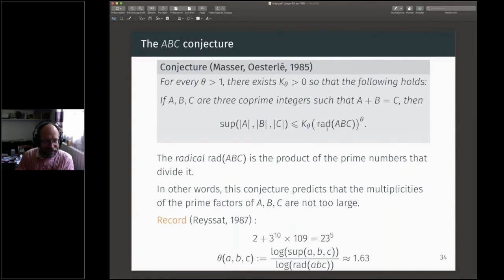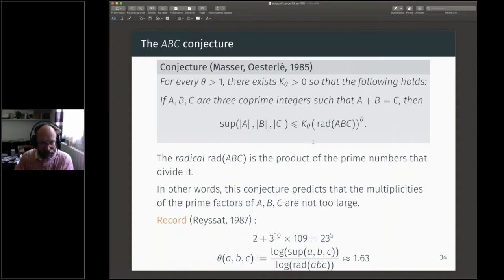So what this says is that if I have an expression of the form a plus b is c, then in a, b, c, I have all the exponents of the decomposition into prime factors appearing as exponents. And here in the radical, there are no exponents by definition. It's just the product of all the primes with multiplicity 1. And the exponent can be theta, so it can be anything greater than 1, up to this constant. And it means that on average, the multiplicities of the prime factors cannot be too large.